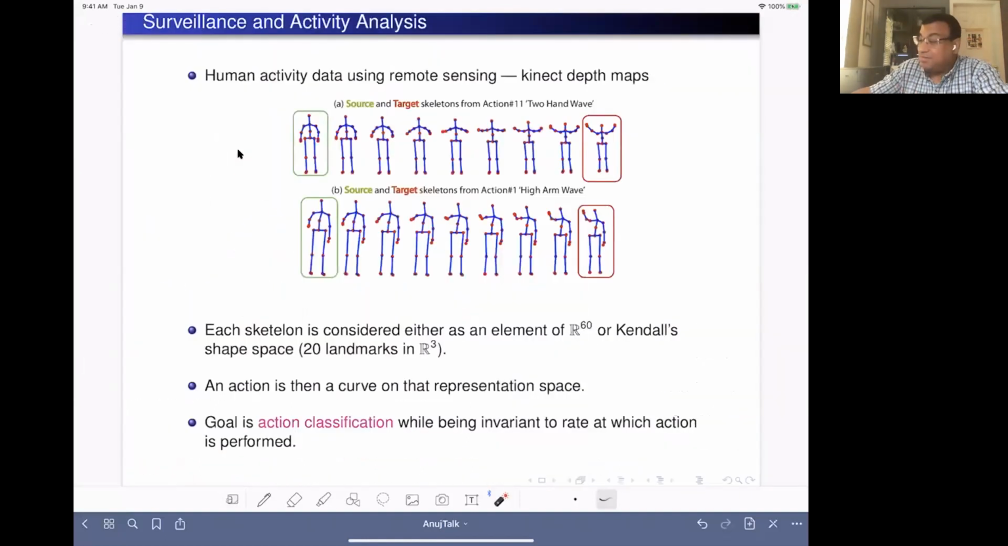There are a few more applications. There is human surveillance, where one uses Kinect-type sensors to measure the shape of a human body. Somebody is performing a certain action under surveillance, and you estimate a skeleton of that person's body shape, and it changes over time. The goal is to analyze these skeletal sequences to study what action is being performed, and whether the action is being performed well or not. So you can imagine things like remote physiotherapy, and all kinds of applications where one can use remote sensing to analyze human activities.